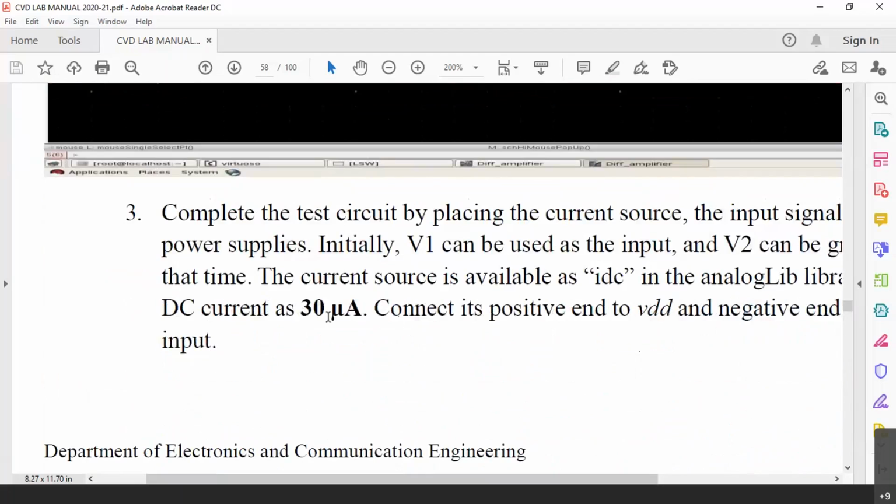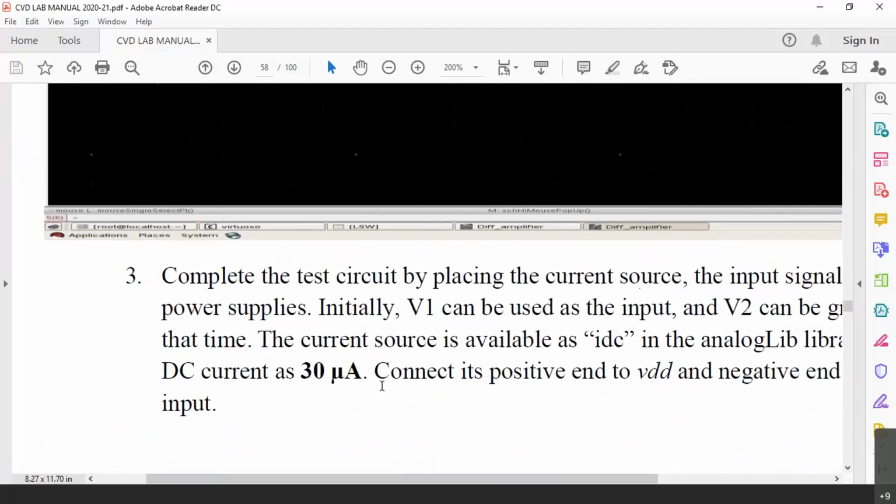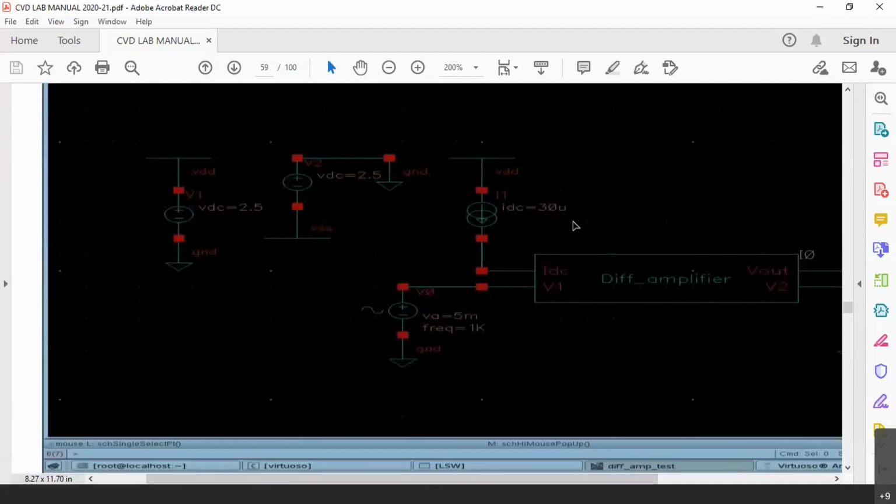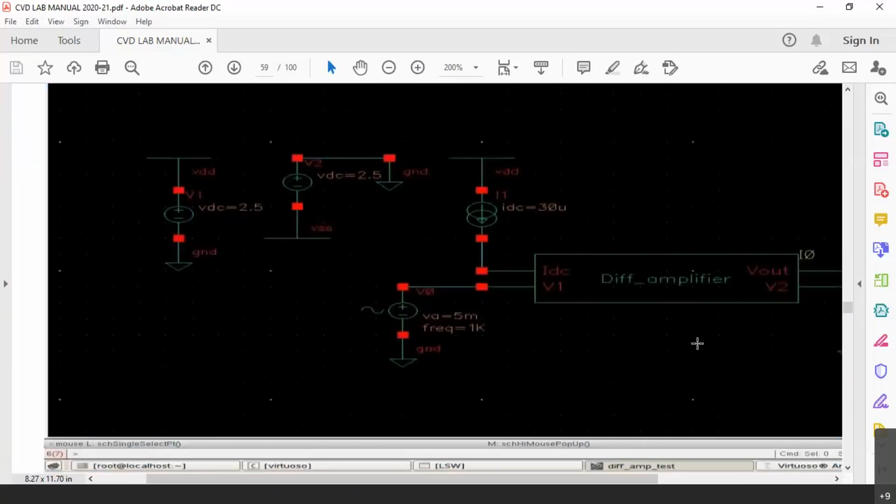Now connect IDC as 30 microampere. For this design, we are fixing the DC current as 30 microampere. So naturally, the two branches will have 15 microamperes each. After that, you can connect VDD and VSS supply voltages, 2.5 volts plus and 2.5 volts minus, to the same differential amplifier.